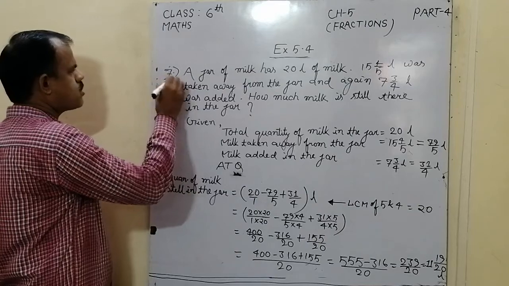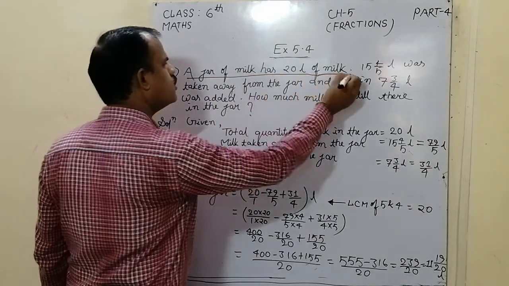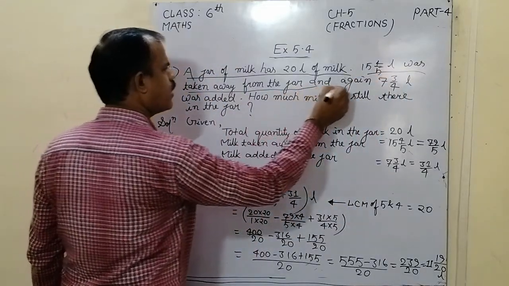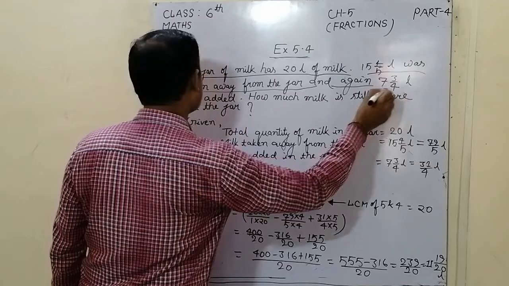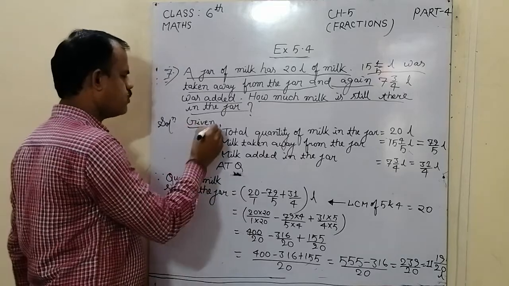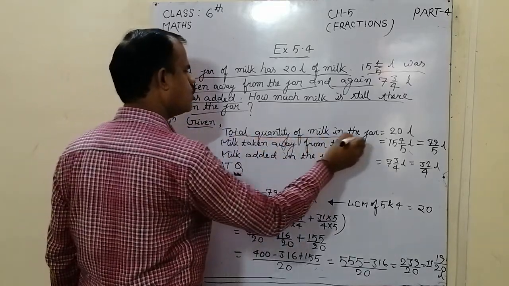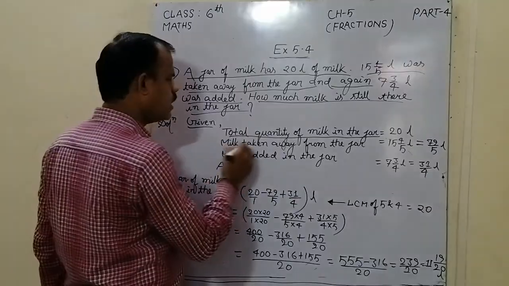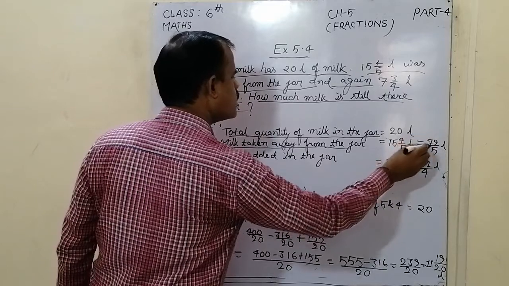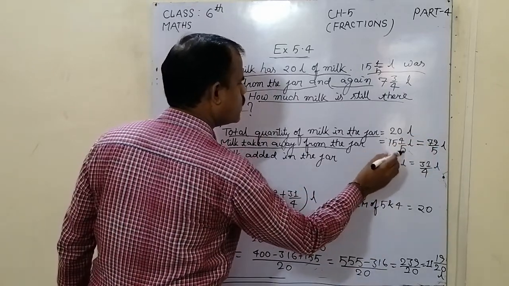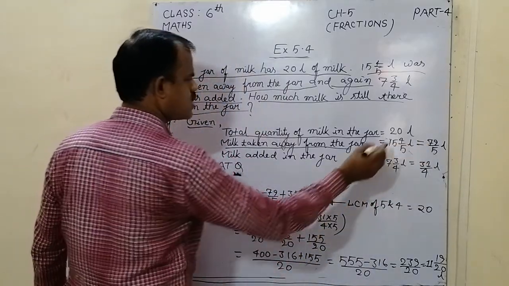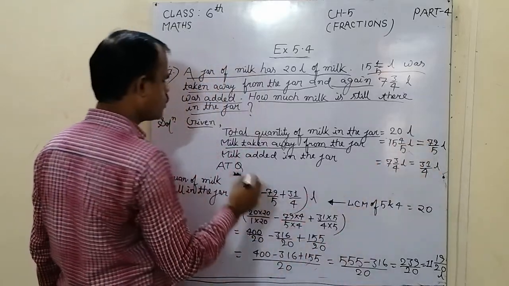Yes, students, question number 7. A jar of milk has 20 liters of milk. 15 whole 4 by 5 liters was taken away from the jar, and again 7 whole 3 by 4 liters was added. How much milk is still there in the jar? So students, we have given information, total quantity of milk in the jar 20 liters. Milk taken away from the jar 15 whole 4 by 5 liters, that is 79 by 5 liters. Why? 15 times 5 is 75 plus 4, 79 by 5. This is a mixed fraction, we convert it into improper fraction.